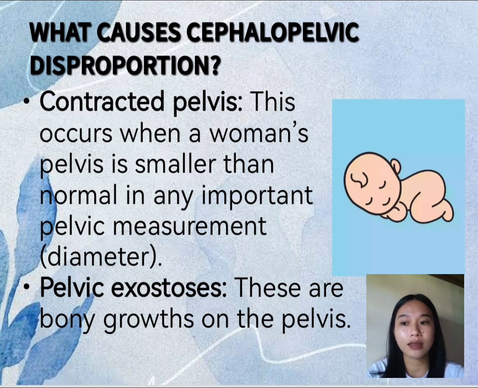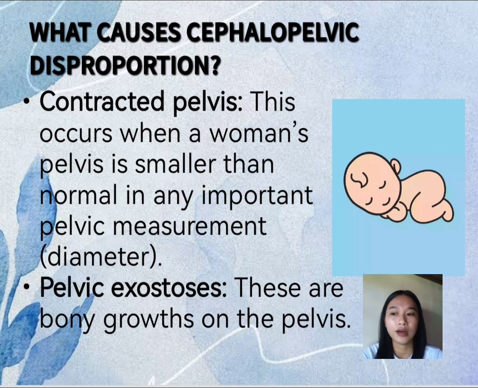Now, what causes cephalopelvic disproportion? First, we have the contracted pelvis. This occurs when a woman's pelvis is smaller than normal in any important pelvic measurement or diameter. So the baby might not fit through your pelvis if the opening is too small. We all know that the ideal pelvis for childbirth is the gynecoid pelvis because it is large enough to fit the baby's head and the baby's body.